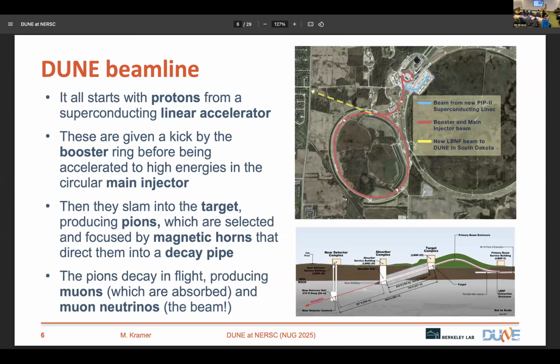But where it all begins is in the beamline. So we start with protons, we accelerate them in some rings, we slam them into a target, we get particles called pions. Those are focused by magnetic horns and then directed into a pipe where they decay. And finally, when they decay, we get muons, which we don't care about here. They just slam into the wall, and we get muon neutrinos, which then travel 1,300 kilometers through the Earth. Now I'm getting it right, to South Dakota.